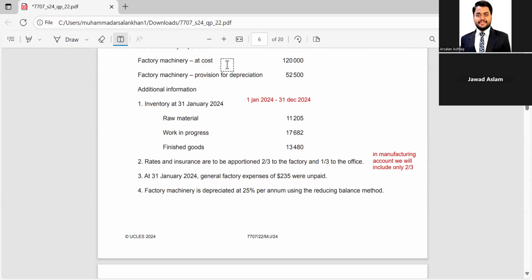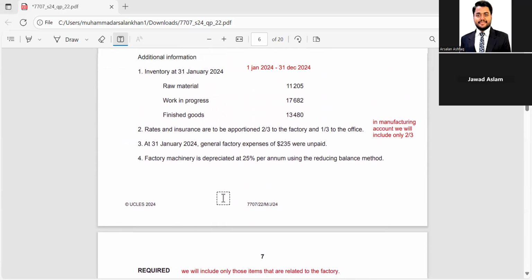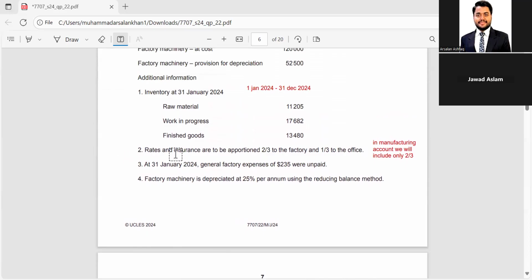Okay, not known. This apportionment is important because in the first part we have to prepare manufacturing account in which only those items are included that are recorded in the factory. So rent and insurance expense is an overall expense of office premises as well as factory premises. But in the first part of manufacturing account, we only include those expenses that are incurred in the factory only. So 2/3 portion of rent and insurance is incurred in the factory, so in the expense portion we will include the 2/3 to the factory. Got my point?